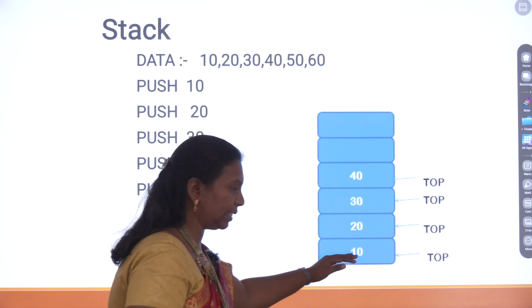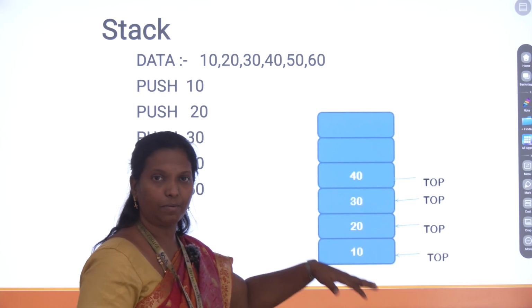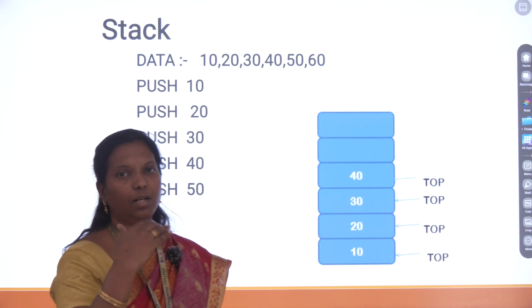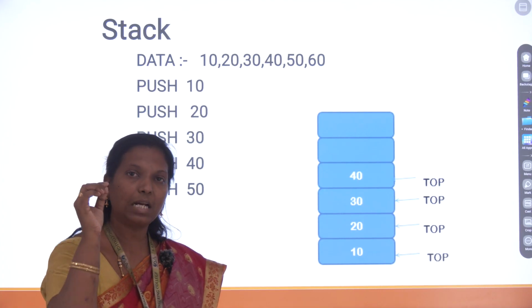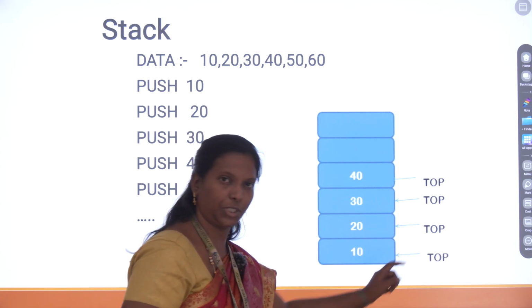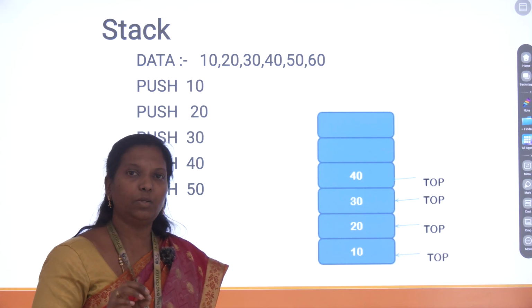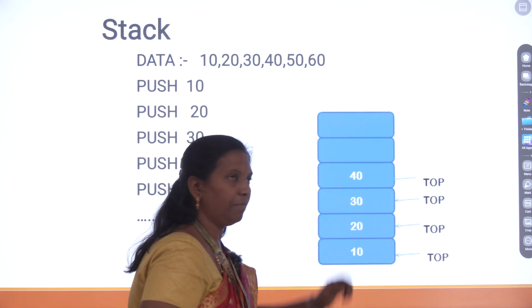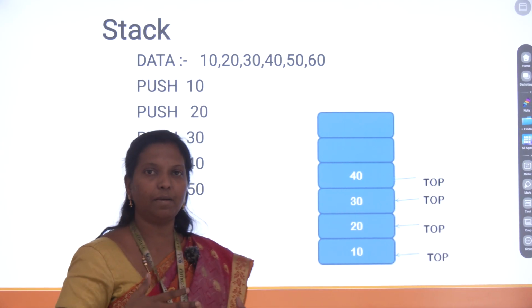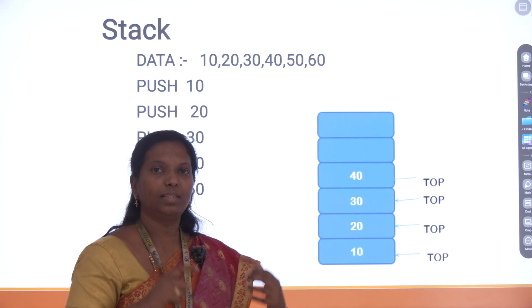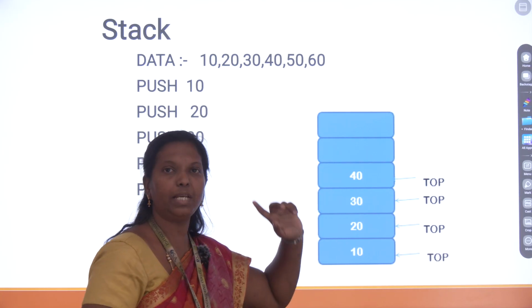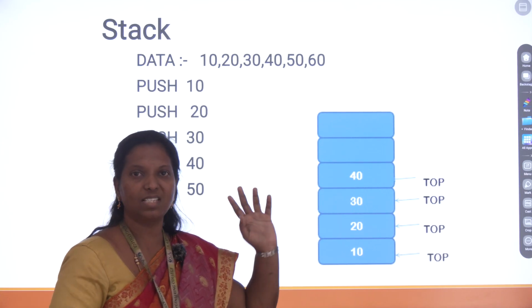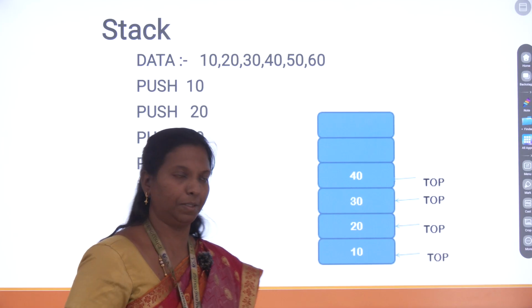For example, the 10 is the first element, then second, third, fourth. Likewise, we are now fetching each and every element. When considering each element, this is the top position. Top position means it was the last element to be inserted. For example, here 40 is the top, which means when I do a pop, the 40 will be popped out. The topmost element is popped out. This is the meaning of the position called top.